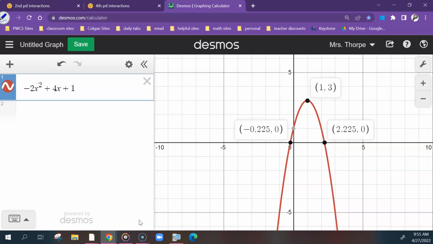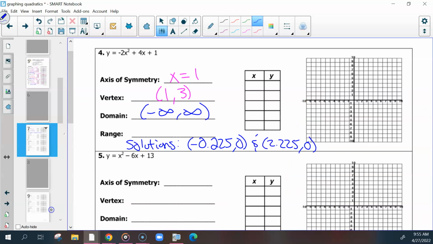For our range, where does it start? That's where it ends. Where does it start? Negative infinity, and it stops at our y value of 3. Oh, it starts at 1. That would be our x value.